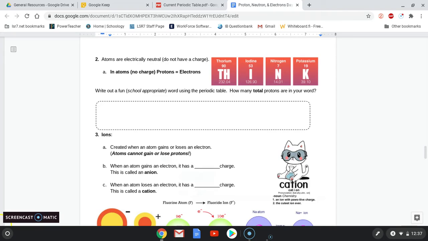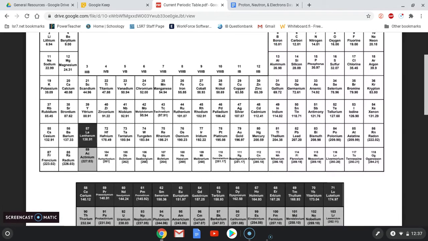A lot of times you can create your name. So it says, write out a fun school-appropriate word using the periodic table. So have some fun with it. Pause the video at this point. Go and create a name. Maybe try to spell your name, your first name or your last name.